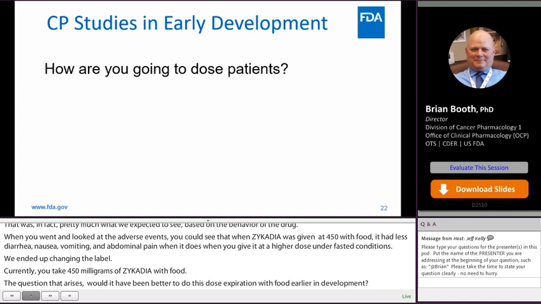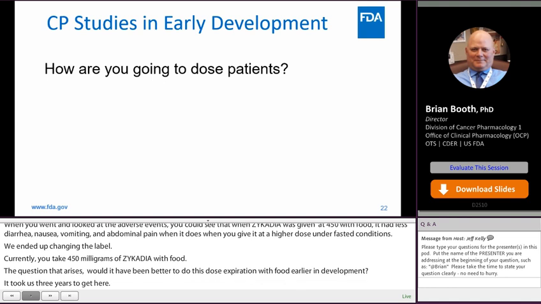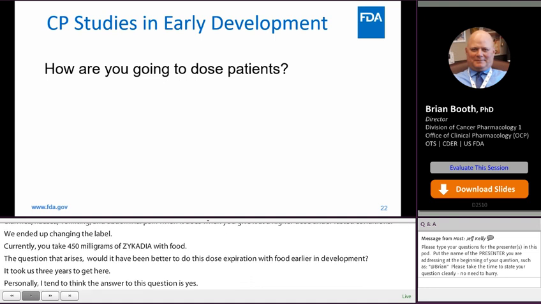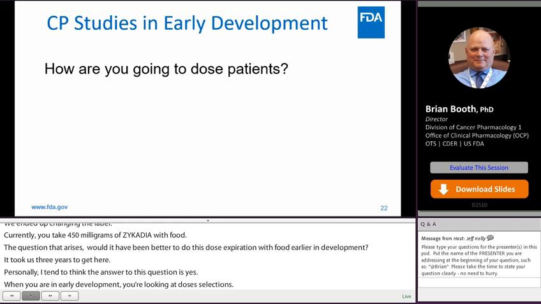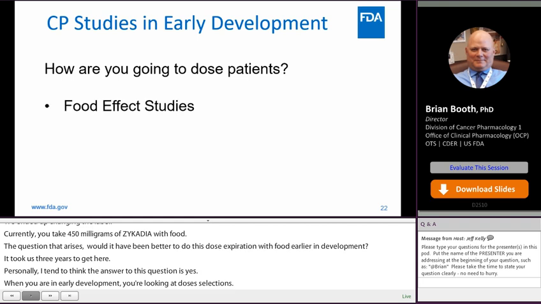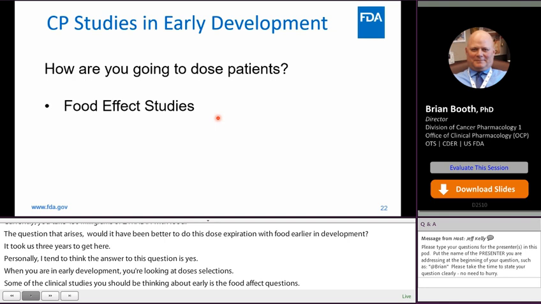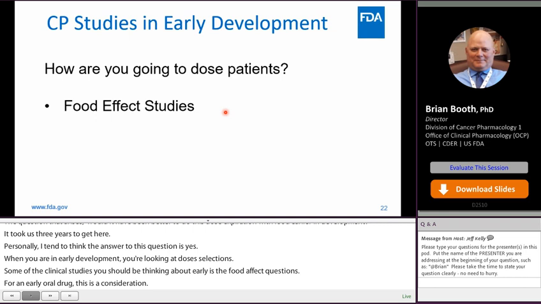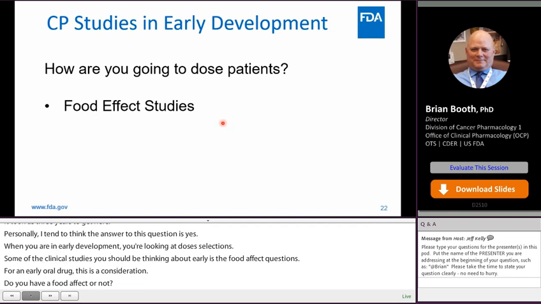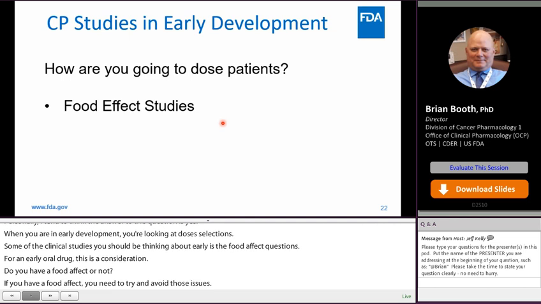Okay. So when you're in early development, you're looking at dose selection. Some of the clinical pharmacology studies that I think you should be thinking about very early are the food effect question, right? So for an oral drug, from the very beginning, this is a consideration. Do you have a food effect or not? If you have a food effect, do you need to try and avoid those issues? Or can you improve your outcomes by giving your product with food? These are the sorts of things that you should be trying to address very early in development so that you can maximize this as you proceed with your development.